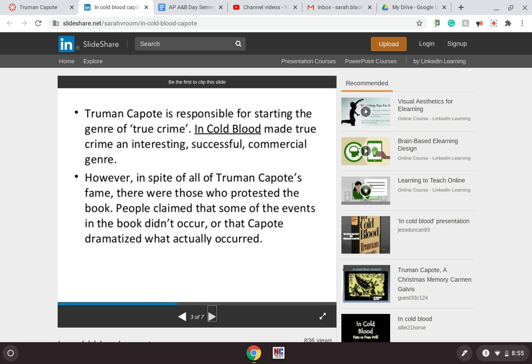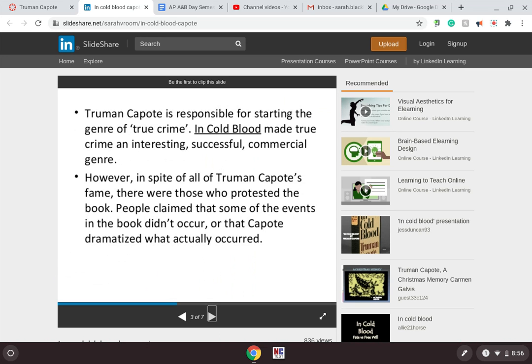Truman Capote kind of credited himself, and most people acknowledge that he started this new genre, true crime, because crime had really been limited to shorter pieces before. Crime was something for the newspapers or the magazines, but a full-length true crime novel that was successful commercially, that was a little bit of an anomaly.